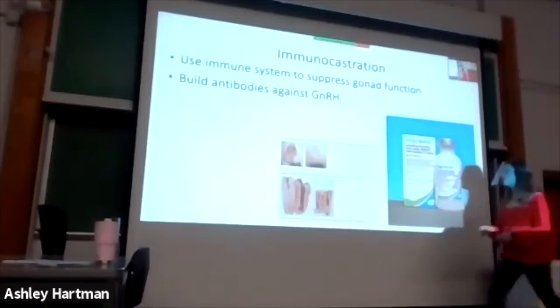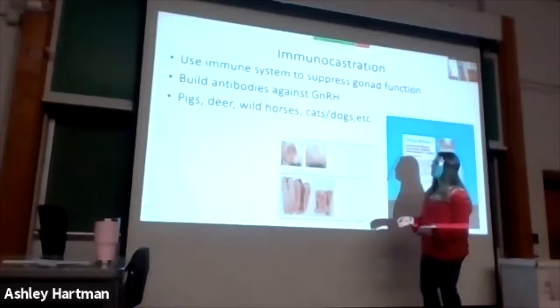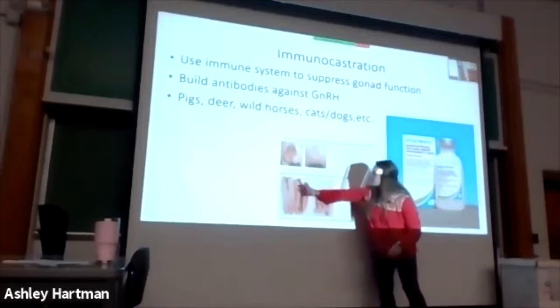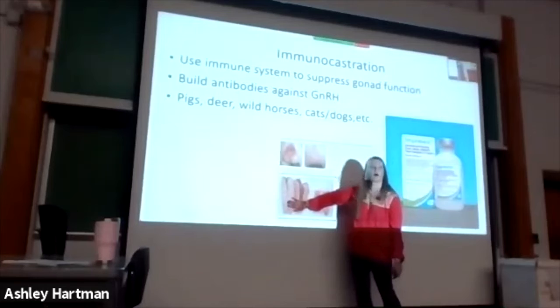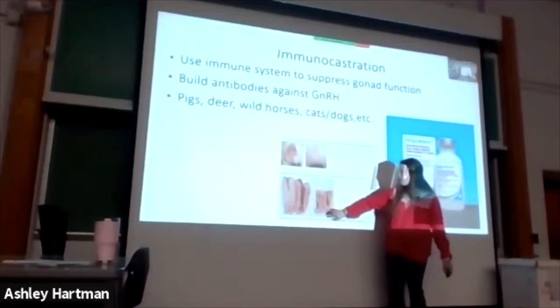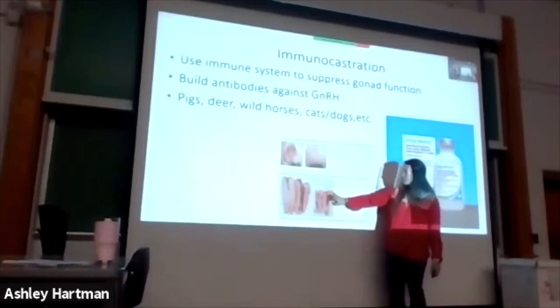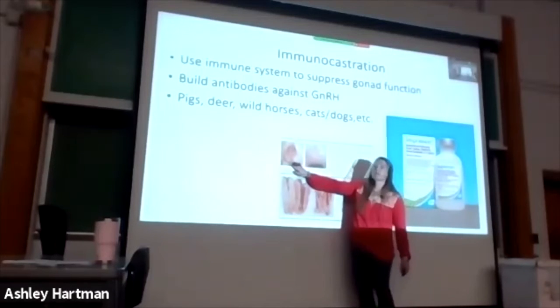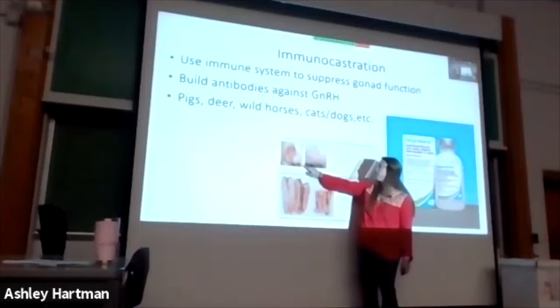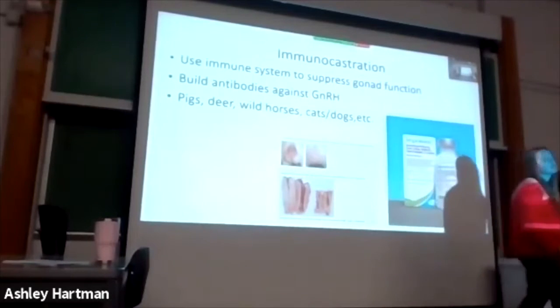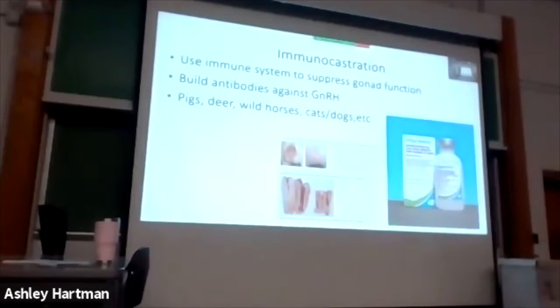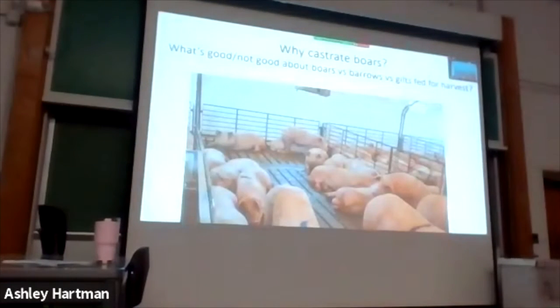Okay, so I pushed the right button. You guys can probably see down here. These would be some bulbourethral glands from a non-treated male. These are some from a treated male. Again, full normal testicular development of a non-treated male, essentially zero testicular development and function in that male who was treated with the Improvac. Okay, so why do we castrate boars? Who knows why we castrate boars?